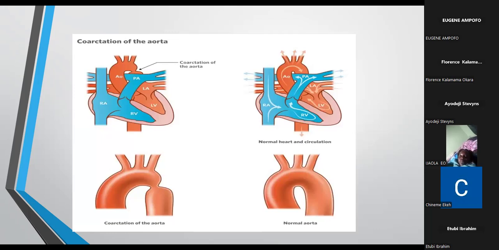This is the normal picture that you have. But when you have a constriction here, this is a pre-ductal form of coarctation of the aorta. There's a constriction here, a narrowing here of the ascending aorta.